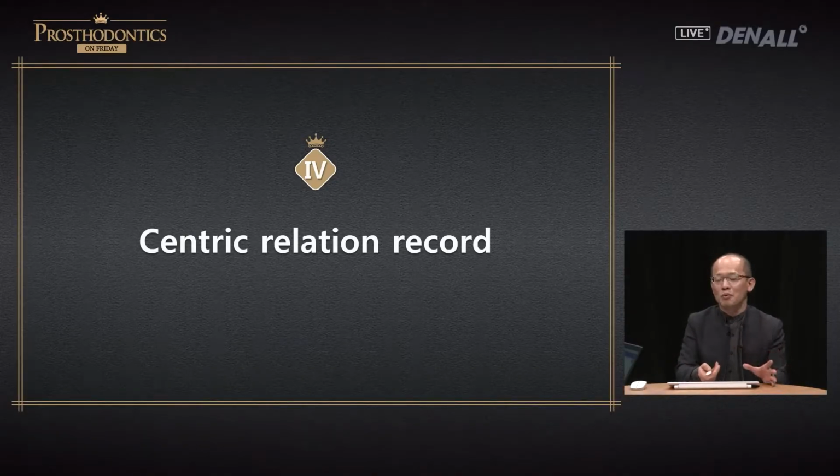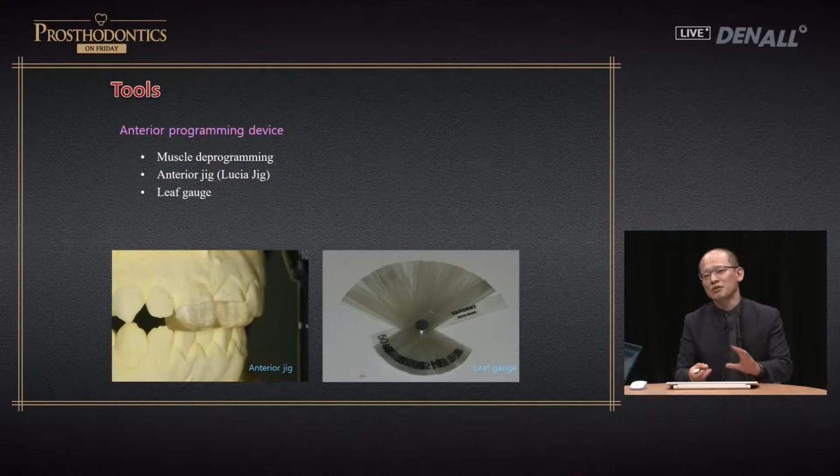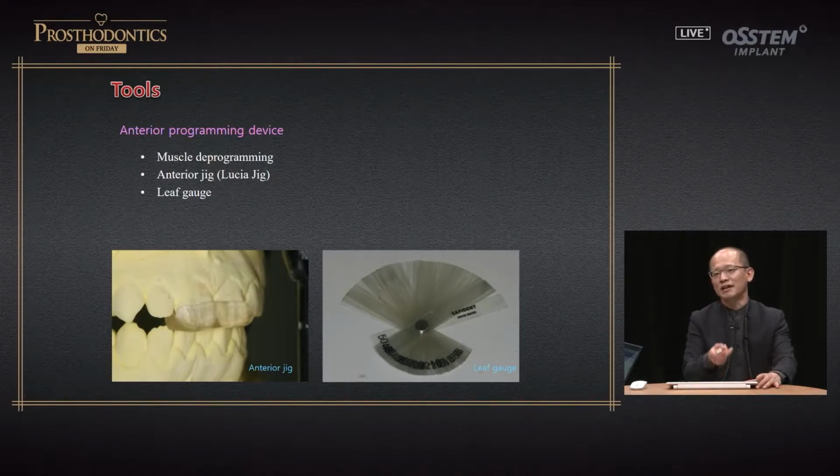Well, let me continue. It's about the centric relation record, or what we call the CR record. Using tools is very useful, and an anterior jig or leaf gauge is what you use. But here you need the maxillary anterior teeth in existence, and if you have anterior teeth, using these tools will be very useful.